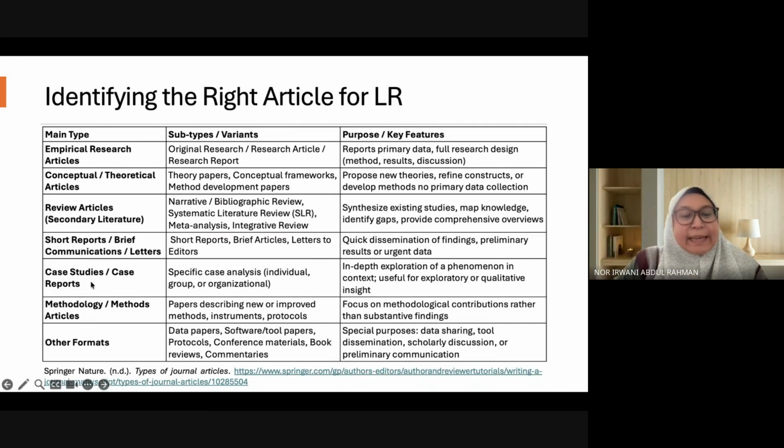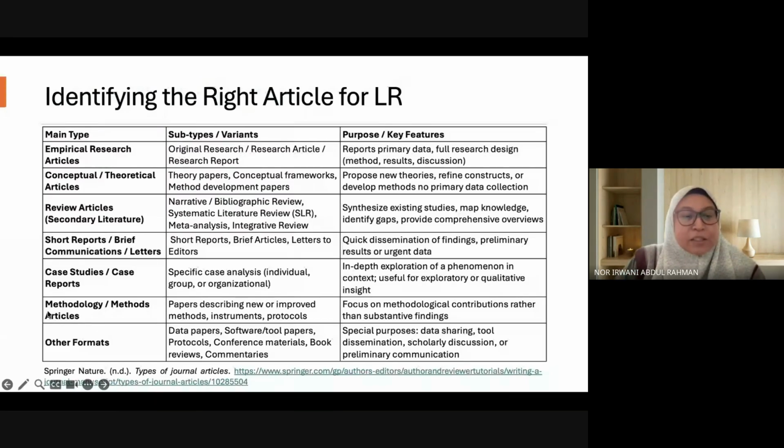Case study, case report. Specific case analysis, individual, group, or organizational. Maybe the output can be used to support your argument later. Case studies normally use qualitative or exploratory insight. You are exploring a new phenomenon. Maybe you can use it to support your methodology section later on.